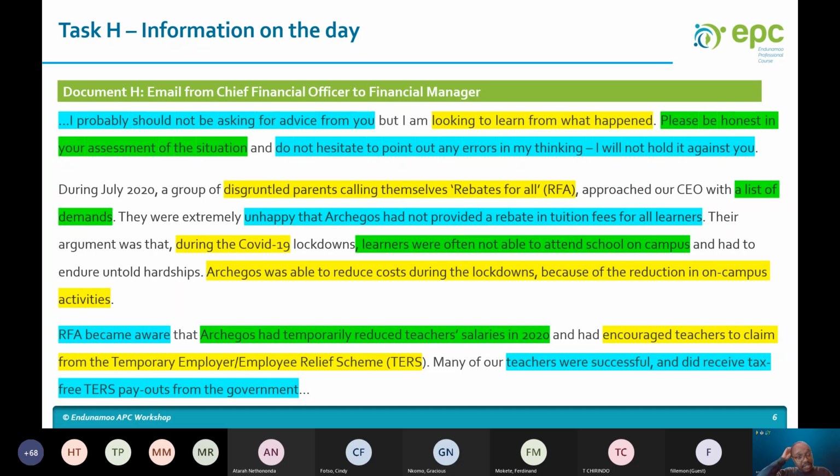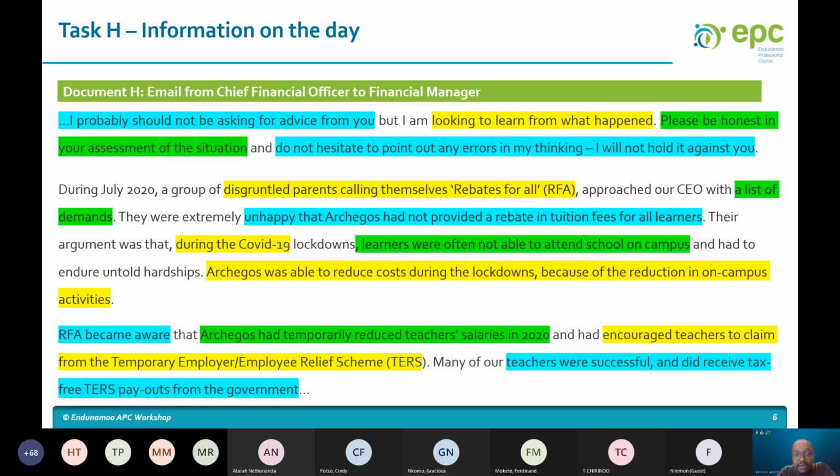Okay. So what are we saying? During July 2020, a group of disgruntled parents calling themselves Rebates for All, RFA, approached our CEO with a list of demands. They were extremely unhappy that Archegos had not provided a rebate in tuition fees for all learners, right? So this is number one. They were saying it must be for all learners.